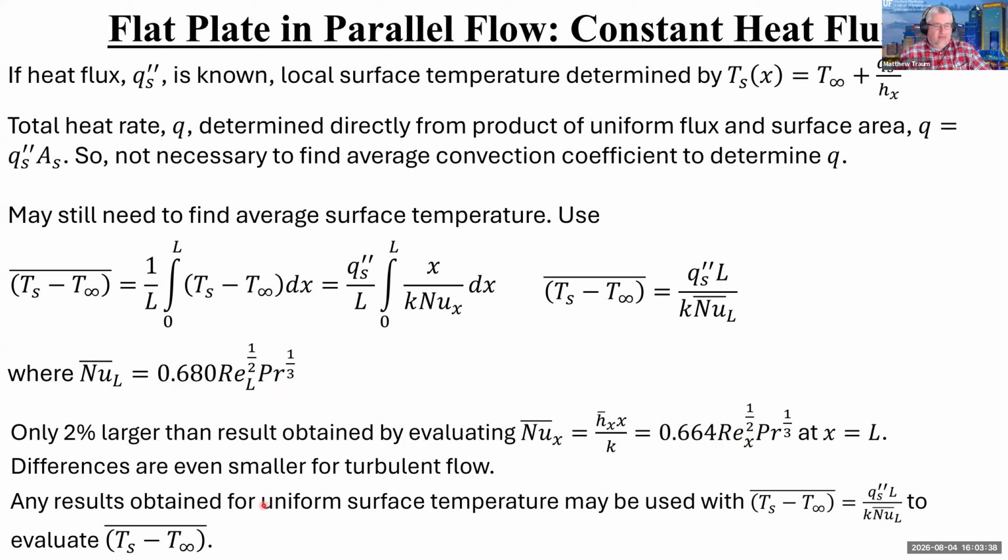So any results obtained from uniform surface temperature may be used in this expression to evaluate T minus T infinity. Really what we're saying is if you know the heat flux instead of the surface temperature, there's only a 2% error in just using the constant surface temperature correlation to come up with an average surface temperature. So for engineering purposes, it's probably fine to do that. These guys gave us this little extra 2% bonus, but not really needed.